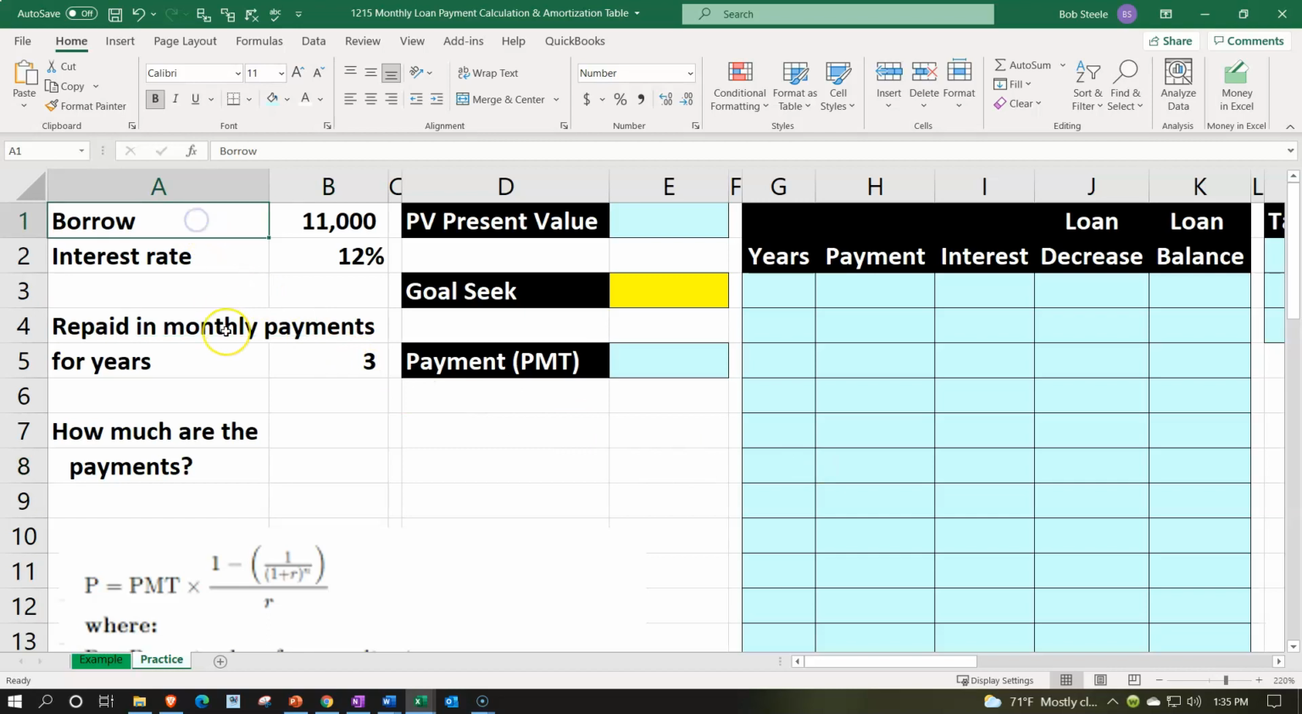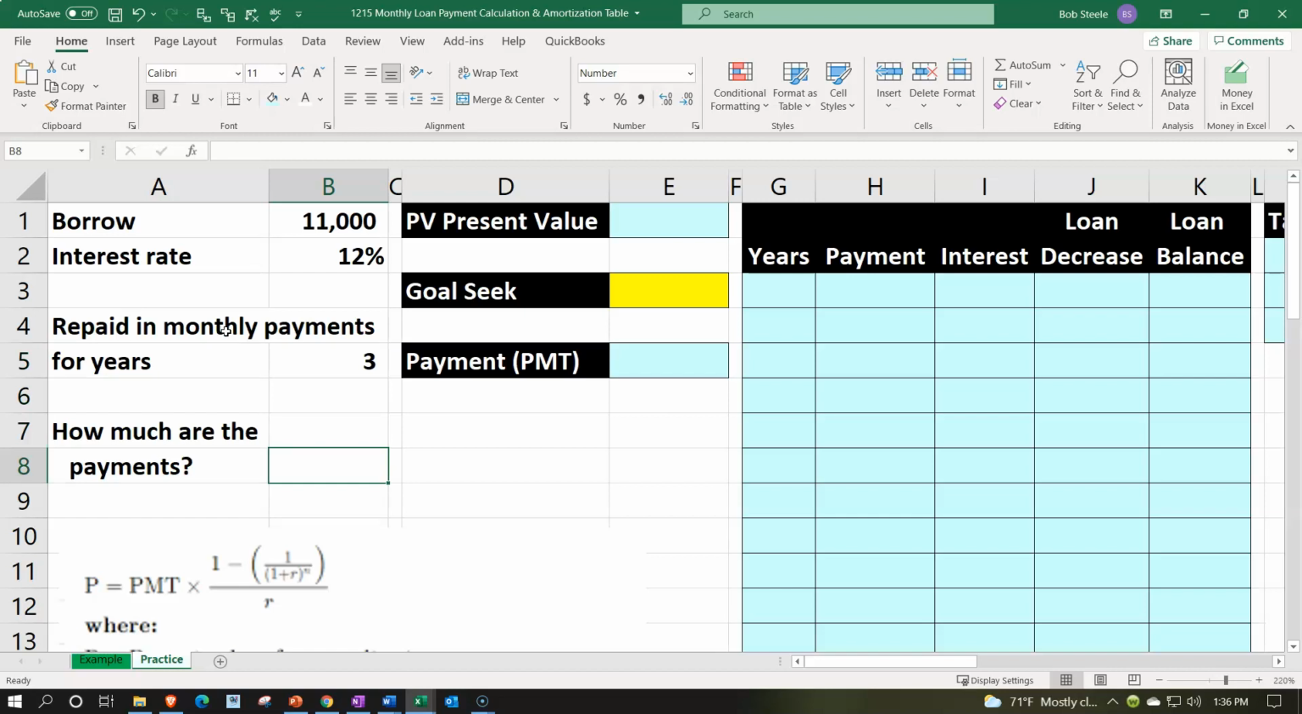So we're going to say that we're going to be borrowing the $11,000. The interest rate this time is going to be 12%, and we're going to say that we repaid in monthly payments for 3 years. So in other words, we're going to be paying it back for 3 years, but we're going to be paying it monthly, as is often the case for many kinds of loan situations like a mortgage or a loan for financing a car or something like that, as it is typically going to be set up.